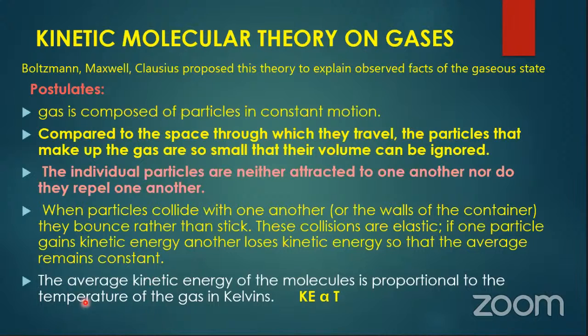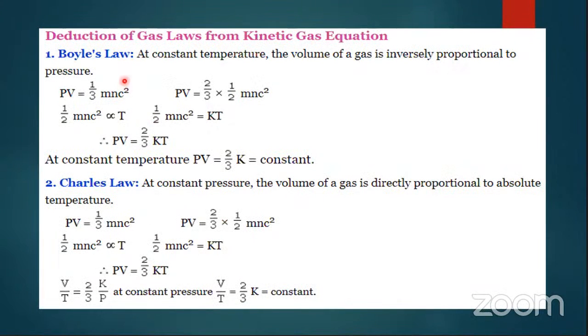And the last postulate is that the average kinetic energy of the molecules is directly proportional to the absolute temperature, that is, the temperature in kelvins. Now, deduction of gas laws from the kinetic gas equation. What is the kinetic gas equation? First, the kinetic gas equation is PV = 1/3 mnc². Here c is the velocity of the gas.